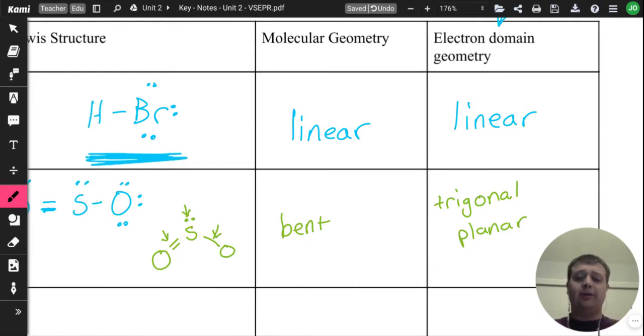So there are 3 things attached, but again, even though I bent it, it's still going to be on that single plane, right? It's not actually going to be taking a 3D geometric shape. And so because of that, we say it's on a plane. So it's trigonal planar, okay?